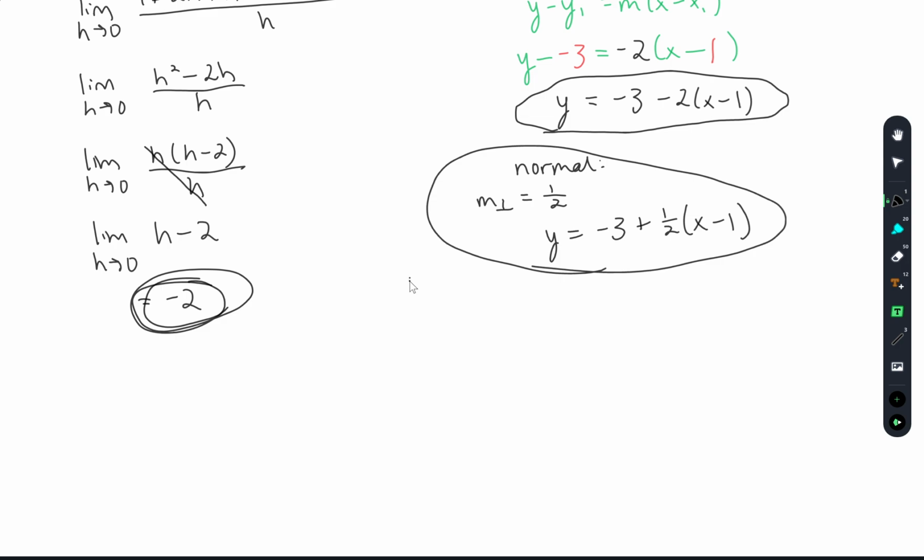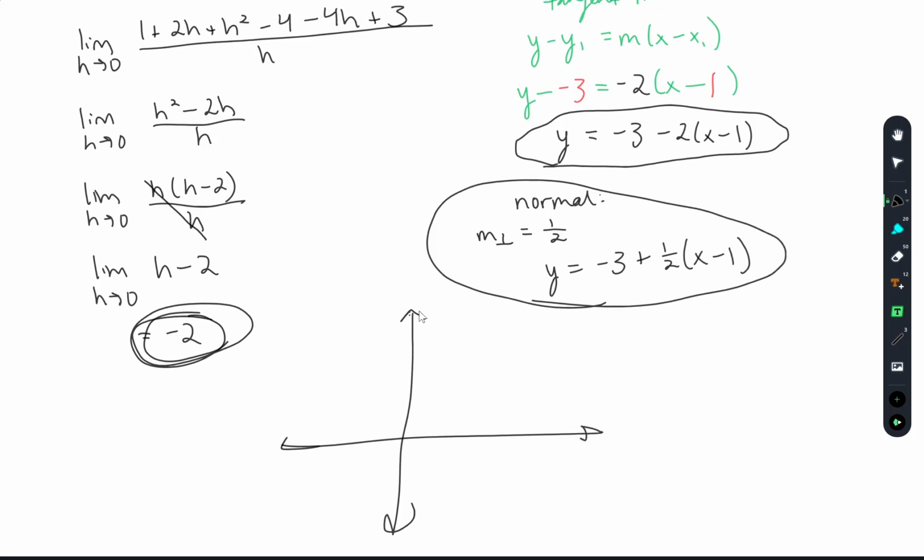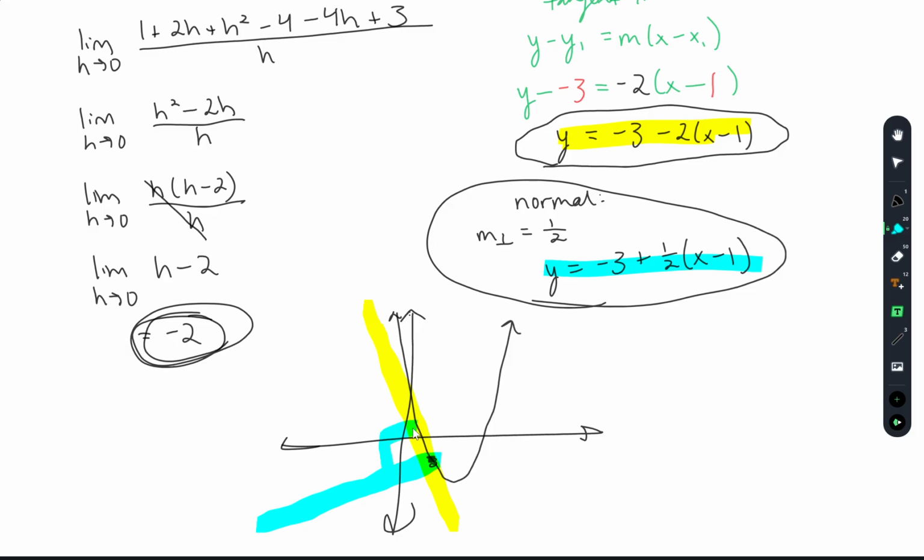Just to get a vibe of what this looks like, it looks ish like this. Okay, ish. The tangent line at 1 would be just skimming the curve. So that'd be your tangent line at 1, -3. And then your normal line is perpendicular to it, like this with the box.